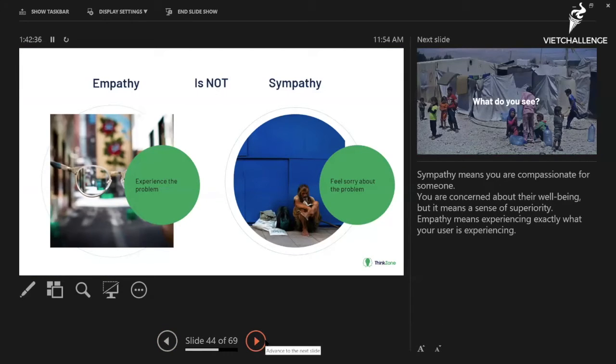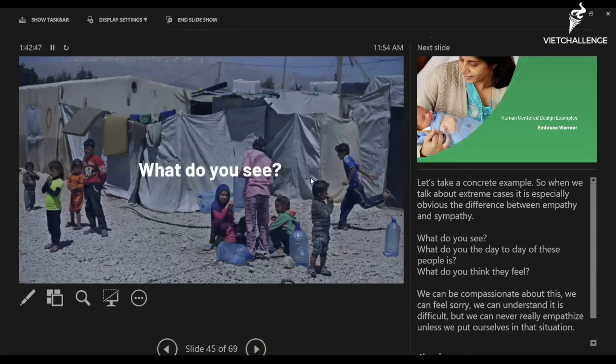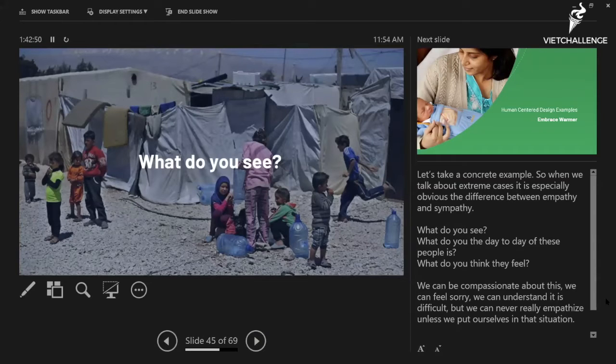So let's do a simple mind exercise. What do you see when you look at this picture? Okay, why do you say poverty? Okay, you look at the house. Facial expressions. What else makes you think that this is poverty? They don't have water.